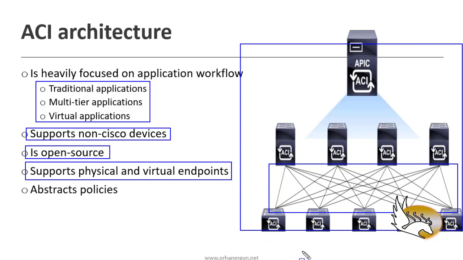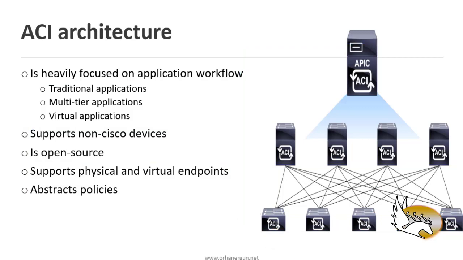We can just connect to bare metal servers. We can connect to virtual machine managers. We can connect to routers, we can connect to switches, and we can connect to basically everything in our network. And the policies are abstract. That means that policies are applied to the whole fabric, and the whole fabric understands what is happening here.